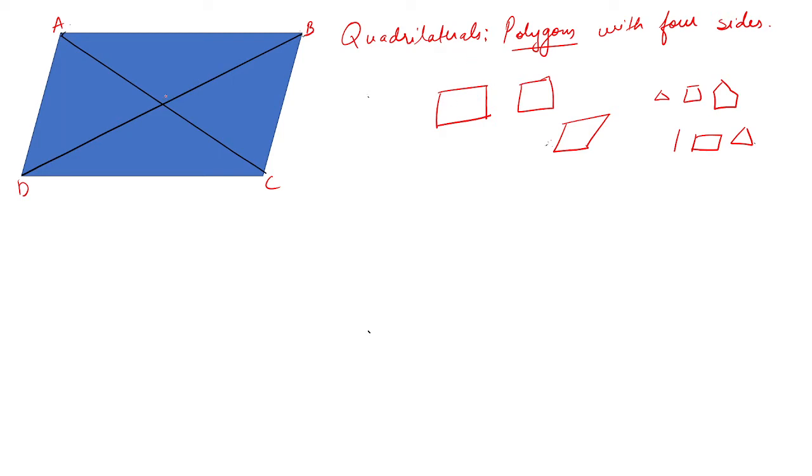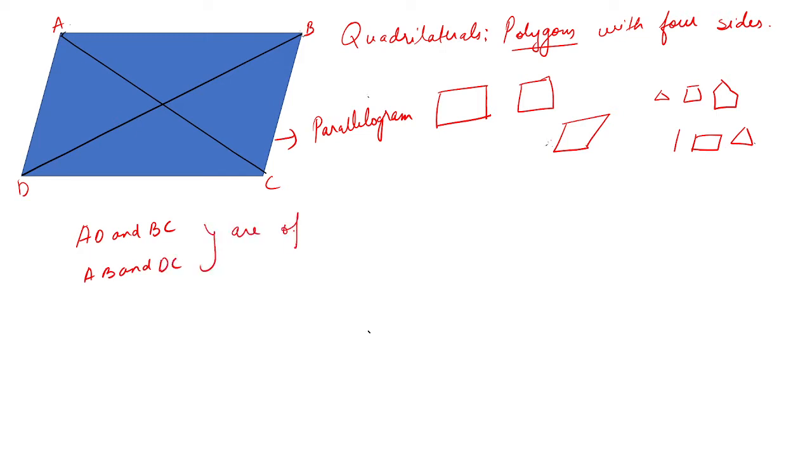Clear? Now this is an important figure. This is called a parallelogram. We're coming across this several times. So what is a parallelogram? These are the properties of a parallelogram. The first thing is the opposite sides. What are the opposite sides? AD and BC are opposite sides, and AB and DC. Clear? These are opposite sides.